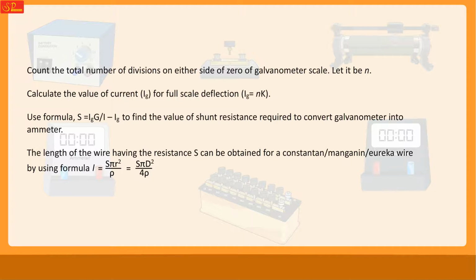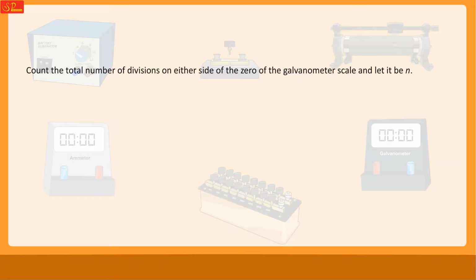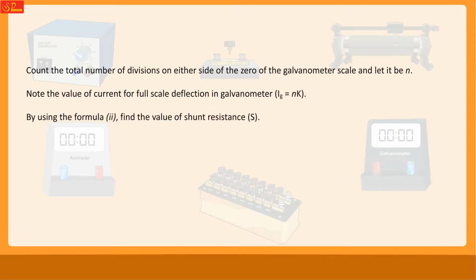The length of the wire having the resistance S can be obtained for a Constantan, Manganin or Eureka wire by using the formula L is equal to S pi R square by rho, equal to S pi D square by 4 rho. To find the length of wire, count the total number of divisions on either side of the 0 of the galvanometer scale and let it be N. Note the value of current for full scale deflection in the galvanometer, Ig equal to Nk. By using the formula, find the value of shunt resistance S.